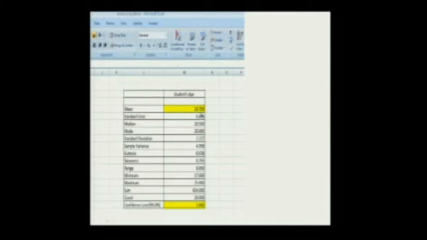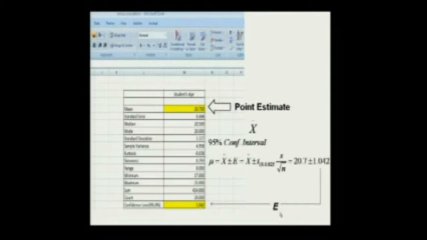So now I have the point estimate, which is the mean, and I also have an interval estimate. Why? Because I have E, right? If you recall this equation, and of course we only have 20, that's the sample size here, so Excel is smart enough to go and use the T statistic instead of the Z, all right? And the E value, or the X bar plus or minus, is that value here, the 1.042 that we see here.